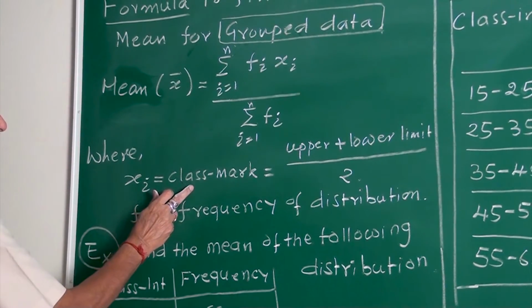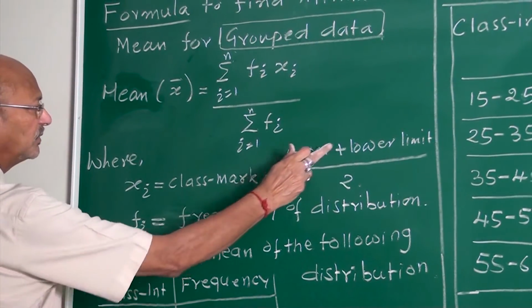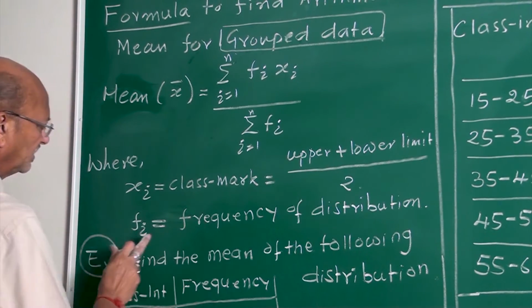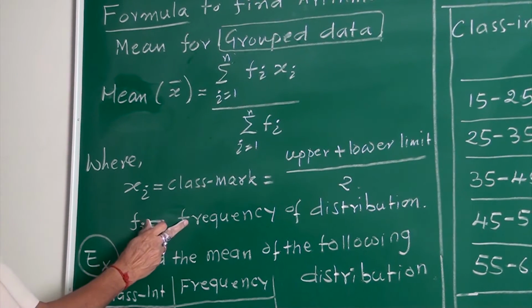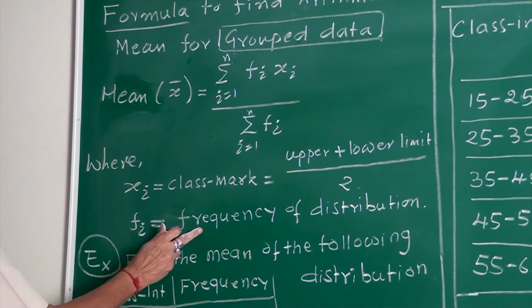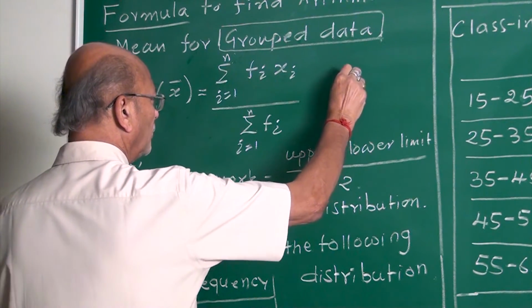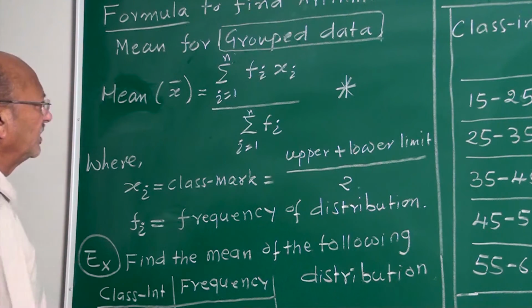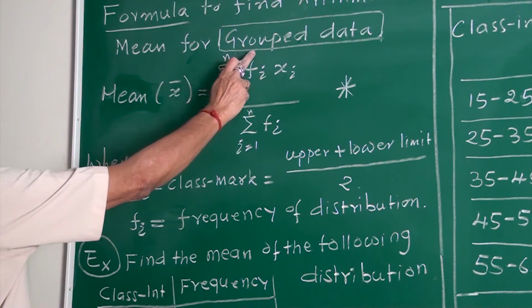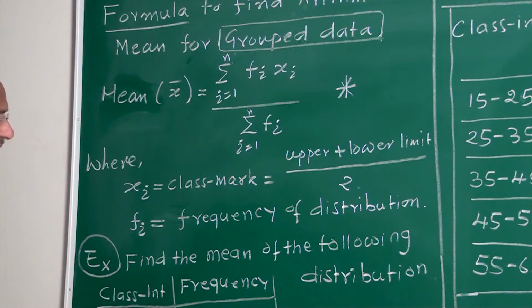How to find the class mark? It is upper limit plus lower limit upon 2. Fi is the frequency distribution. Yes, my friends, this is the formula to find x bar in case of grouped data. Then one or two examples I will do, my friends.